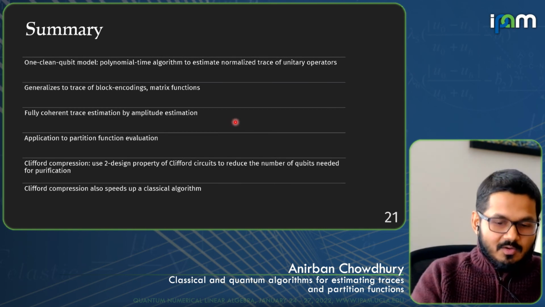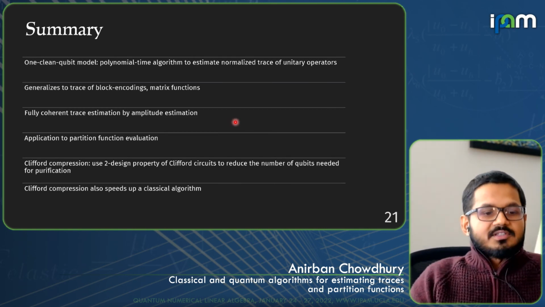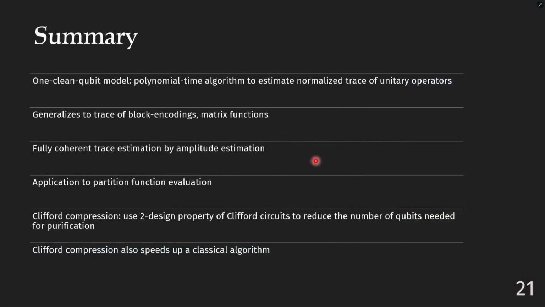So just to summarize, what did I talk about today? Well, I introduced this one-clean-qubit model and showed you that you can get polynomial time algorithms to estimate the normalized trace of unitary operators. You can generalize this to get traces of block encodings, matrix functions, etc. And I talked about an example applying this to partition functions. Then I showed that if you allow yourself more coherent qubits, not just a bunch of noisy ones, you can do better by using amplitude estimation.